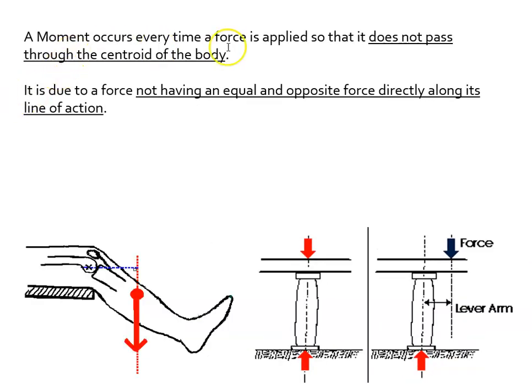All right, so a moment occurs every time a force is applied so that it does not pass through that center point. It is due to the force not having an equal or opposite force directly along its line of action. So we talked about the line of action. That is the line of action, and these forces are in line. Here's the line of action, but now the force is not on it. It is off to the side.